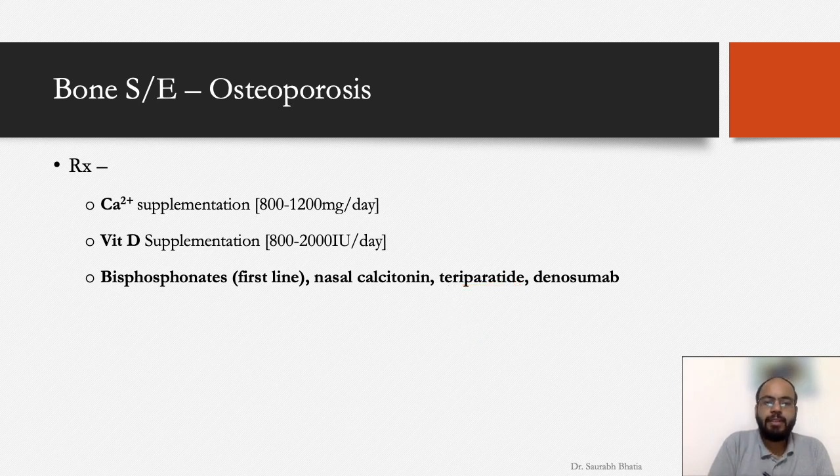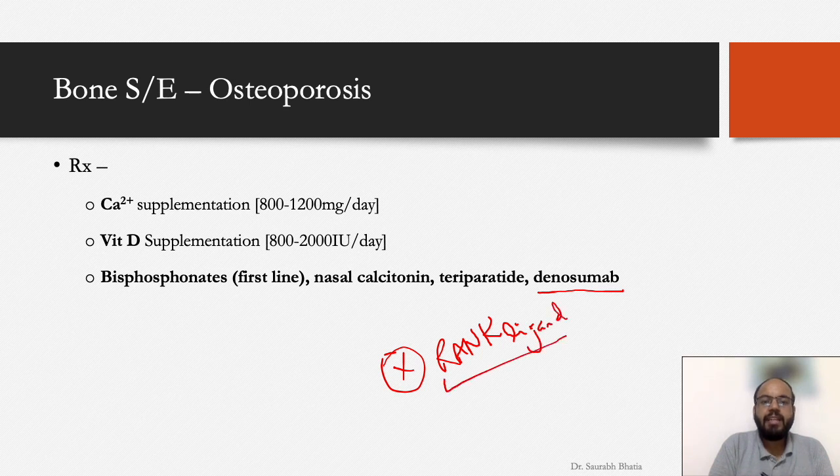Clear? Denosumab. Now denosumab is an inhibitor of RANKL. It's an inhibitor of RANK ligand, and RANK ligand is needed for osteoclast activity. So if RANK ligand is needed for osteoclast activity and you inhibit RANK ligand, there will be less osteoclast activity, there will be less bone resorption.